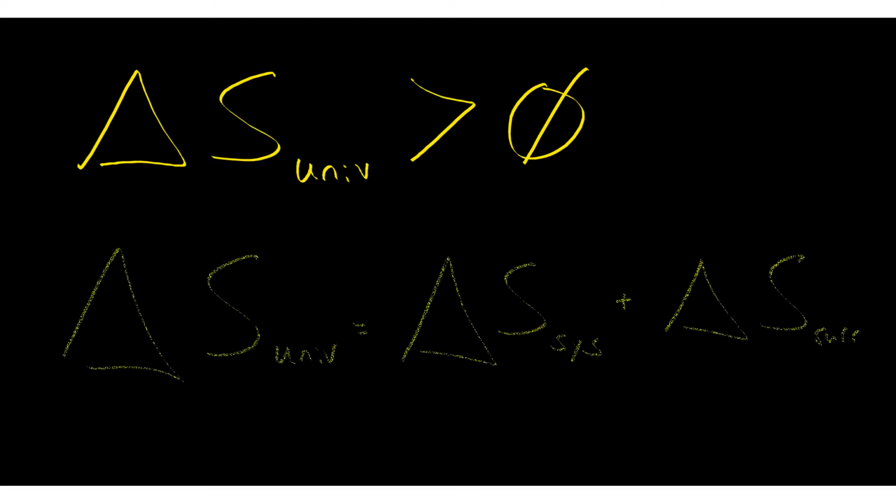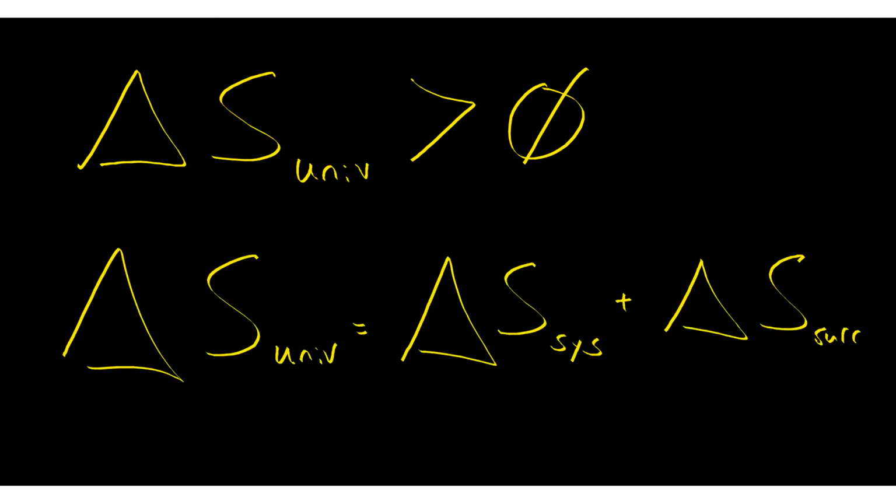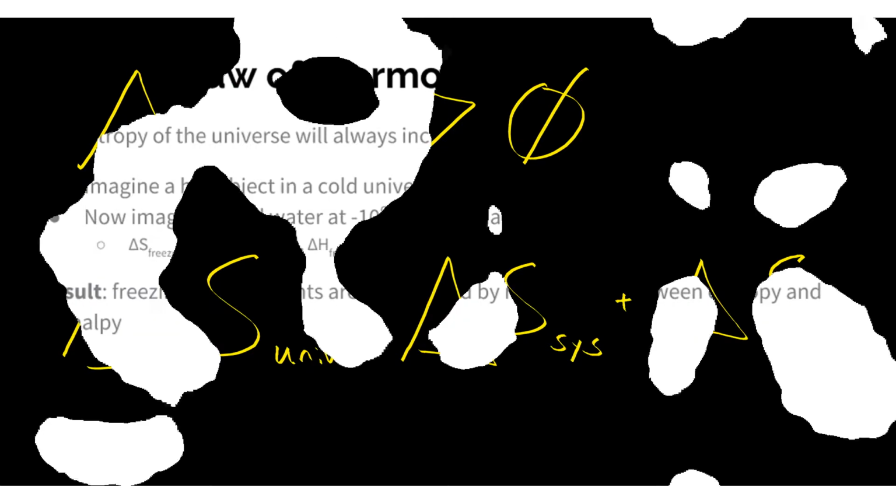Now, just go ahead and remember, going way back to when we first talked about thermodynamics, first semester: the universe is the system plus the surroundings. The system is whatever we're looking at. The surroundings are literally everything else. So the change in entropy of the universe is the change in entropy of the system plus the change in entropy of the surroundings. And for any spontaneous process, those two things added together will be greater than 0.